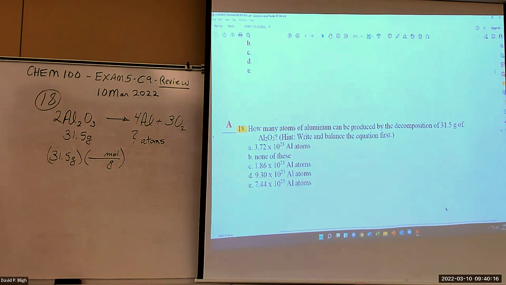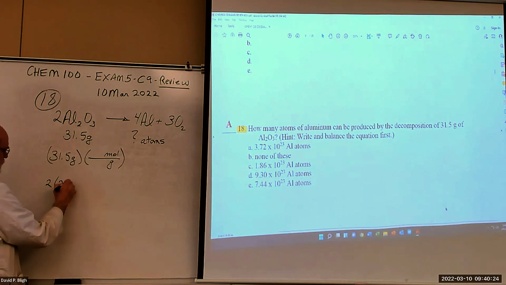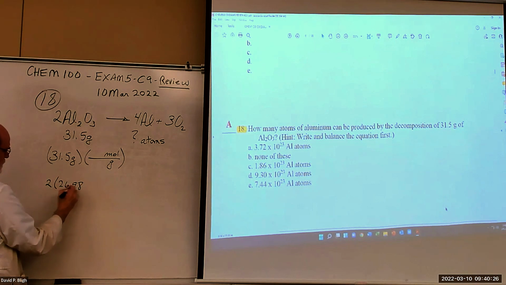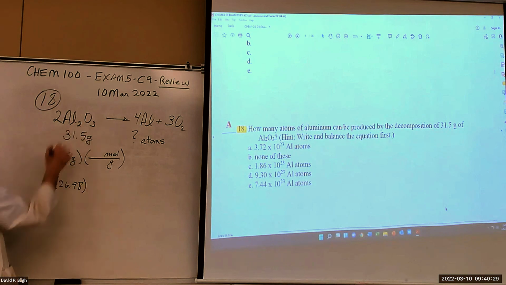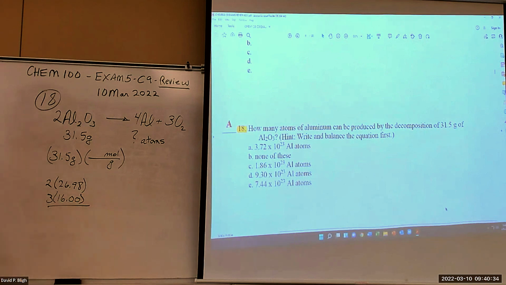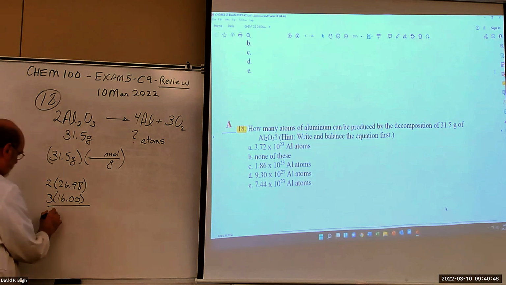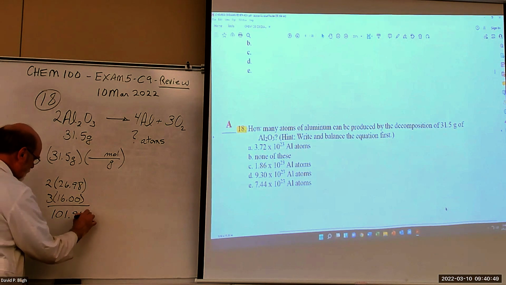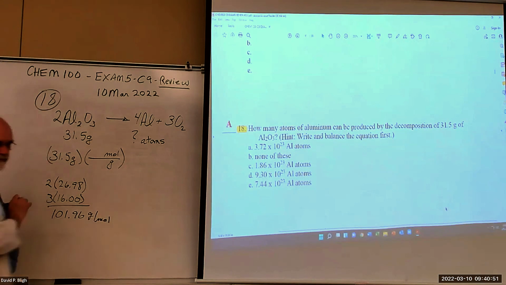Okay. 2 aluminums, 26.98. Let's do this. 2, 26.98. And then 3 oxygens. Yeah, that'll be the molar mass of aluminum oxide. Okay, I get 101.96 grams per mole.